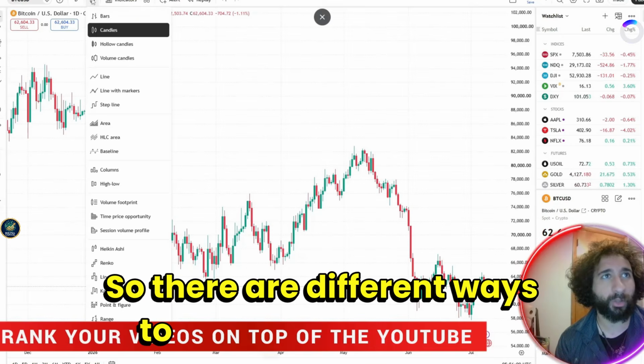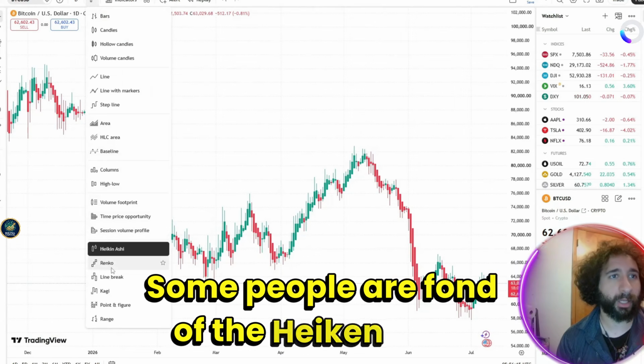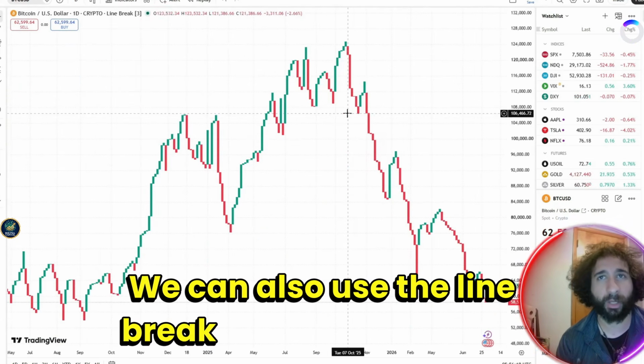So there are different ways to change this around. We can use columns, or we can use the high and low. Some people are fond of the Heikin-Ashi. We can also use the line break here and mix it up.